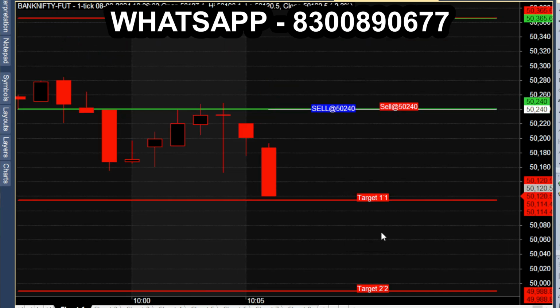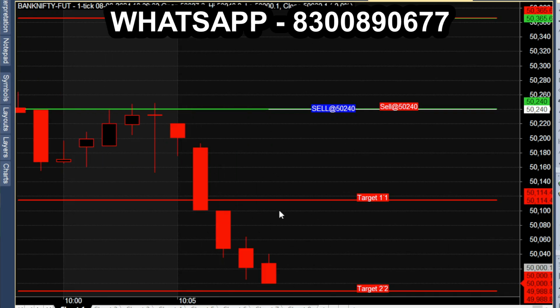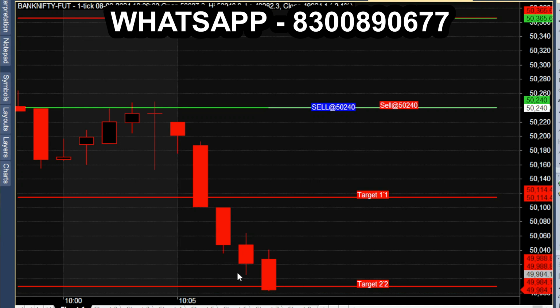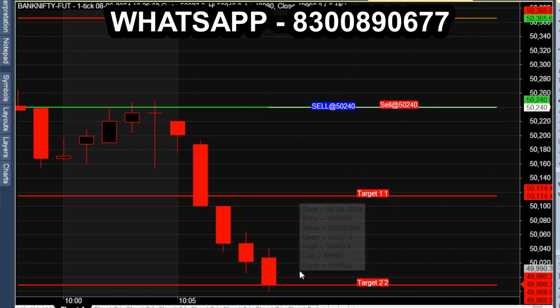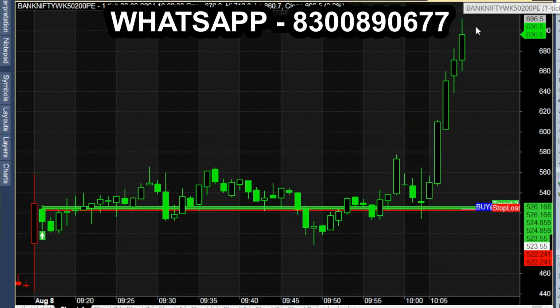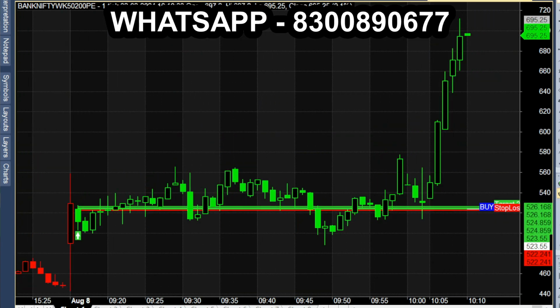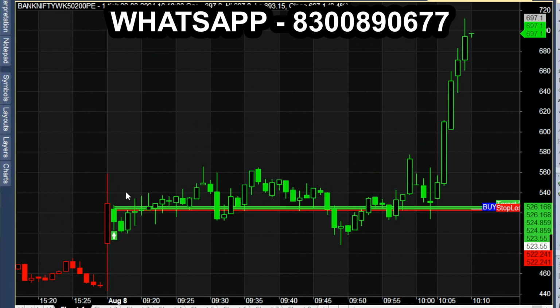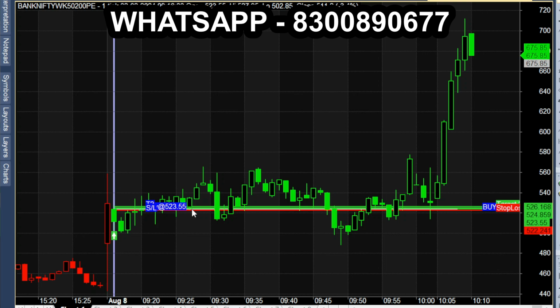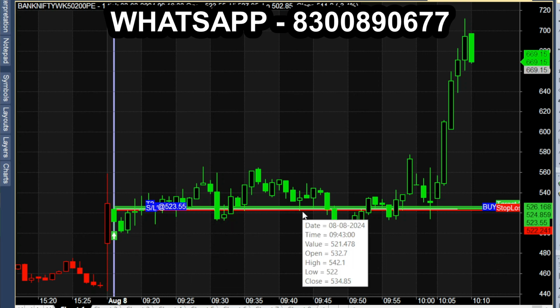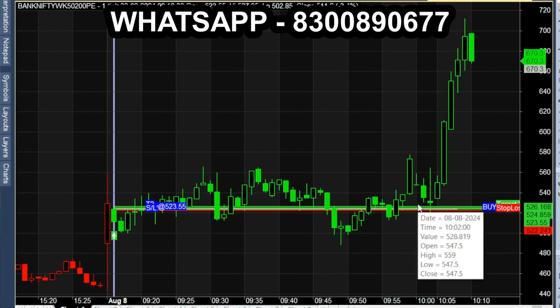At 9:50 the sell call was generated. It successfully broke out the first target range, and for the next 2-3 minutes the market was going in the downside direction only, and it strongly broke out the second target range also. Weekly expiry 50,200 put option, at the money option, we are watching. The buy call came at 523 and the market moved all the way to the 700 range. Right now the market has broken out both the targets. Like this you can change the script and watch also.